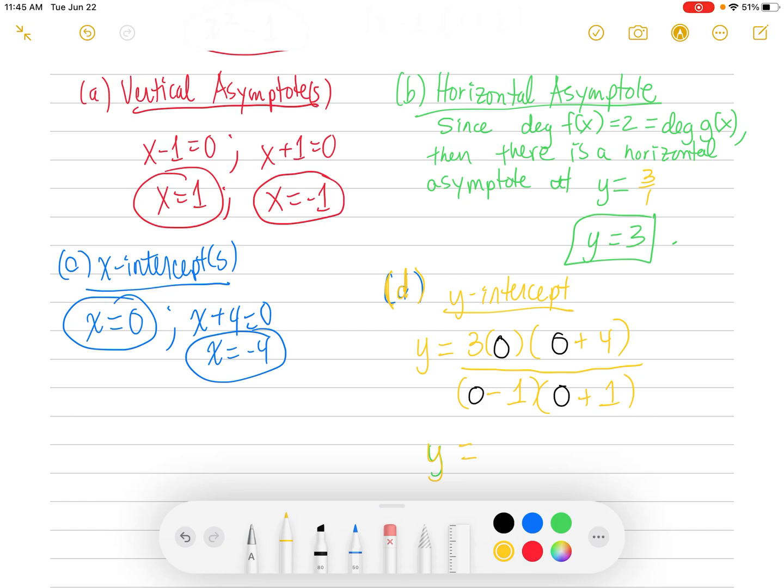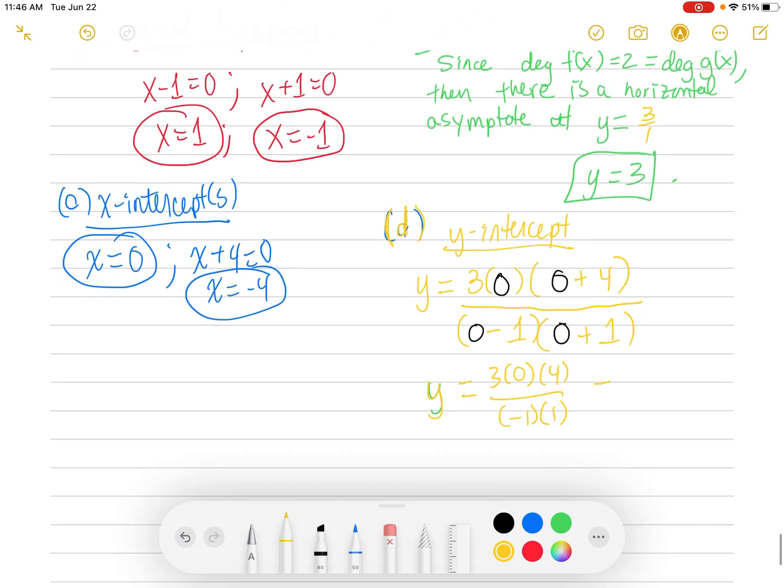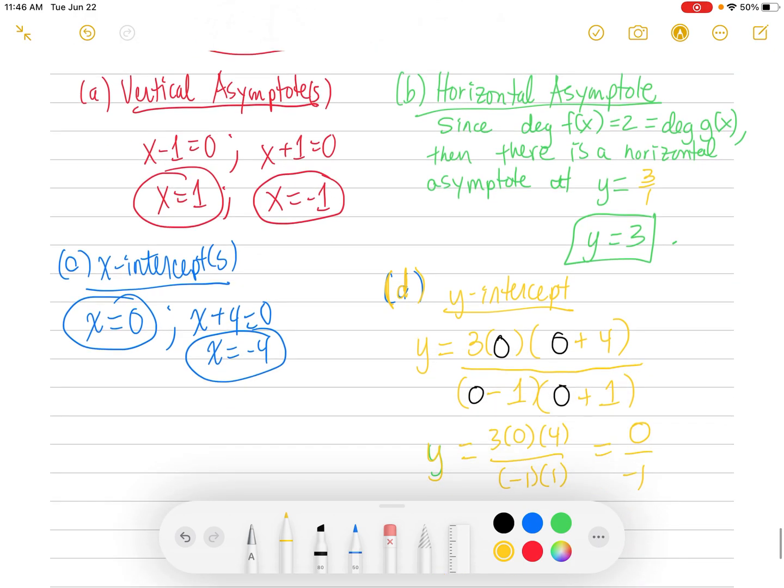That's going to give us y equals 3 times 0 times 4 over negative 1 times 1 on bottom. Well, on top you're just going to have 0. On bottom you're going to have negative 1. So 0 divided by anything else is going to be 0. So y equals 0. You have a y-intercept at 0.